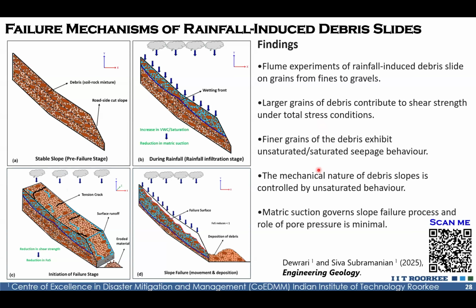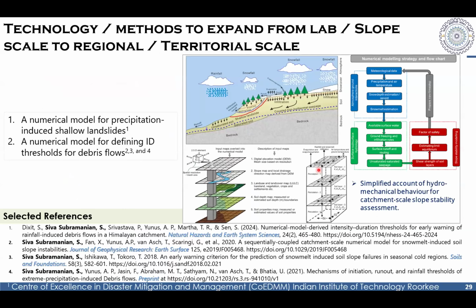But when there is rainfall and advancement of the wetting front, then we do have slope failures happening during the rainfall. So we believe this may be one mechanism happening during monsoon in the case of rainfall-induced debris slides in the Himalayas. So, okay, we have got an understanding.